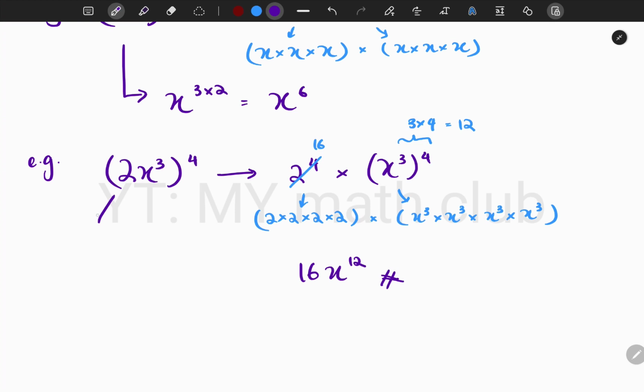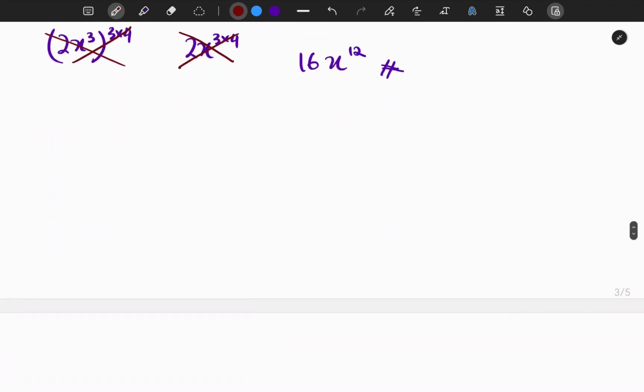So this 2x cubed to the power of 4, you don't ever want to confuse this as 2x cubed raised by the power of 3 multiplied by 4, or even 2x raised by the power of 3 multiplied by 4, because both of these will give you different answers and they are both incorrect. Hopefully that makes sense, and let's move on to the next rule.